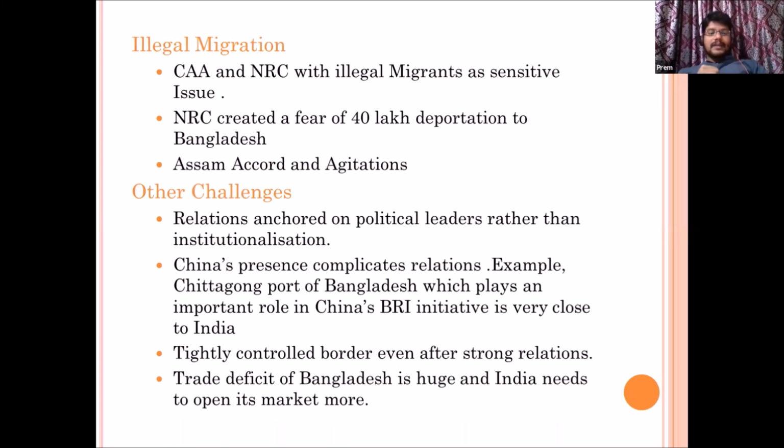Bangladesh has repeatedly raised this issue of CA and NRC with India, asking how are you going to address it, because if you are going to deport 40 lakh, then we are not going to accept that. So that is why handling this in a smooth manner is very important for India. So these are the different challenges of border management and the water issue. Now we'll see the other challenges.